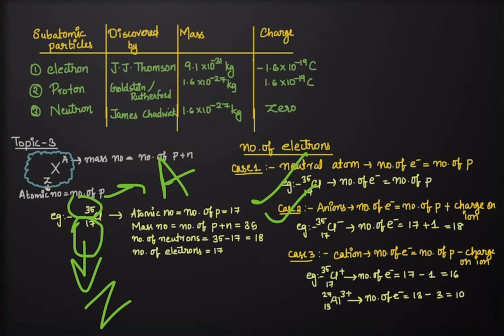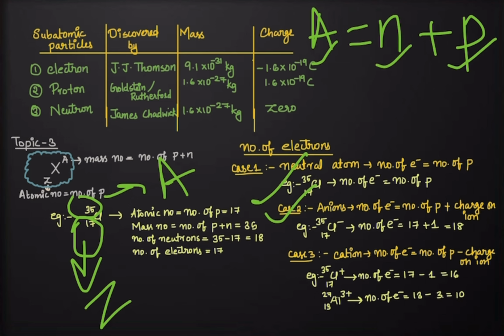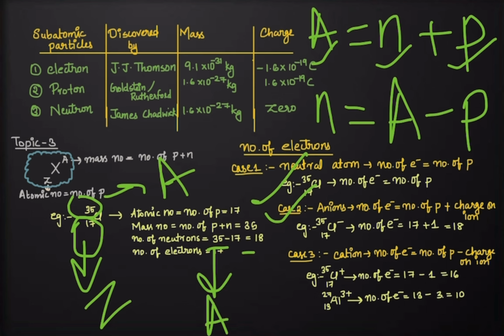We already know that A, the mass number, is equal to the number of neutrons plus the number of protons. So the number of neutrons is equal to A, that means mass number, minus the number of protons. Here the number of neutrons equals 35 minus 17. 35 is A, the mass number. Number of neutrons equals mass number minus number of protons.